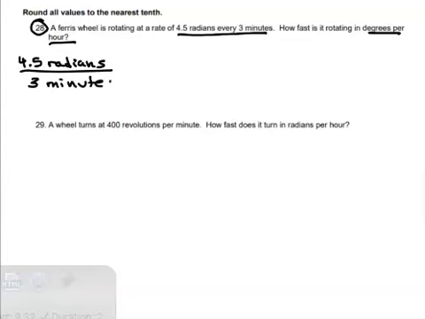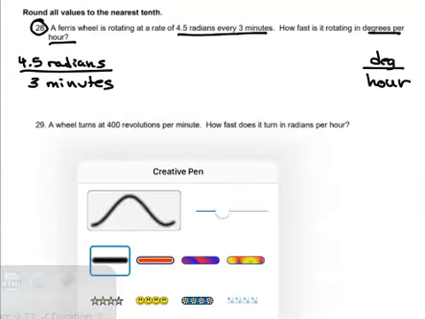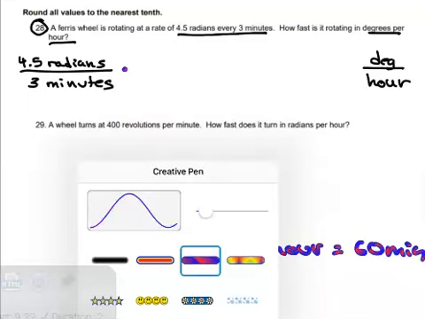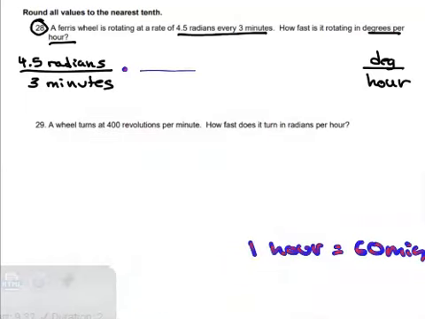And then I want to look at what our goal is. Our goal is to get it in degrees per hour. Okay. So I'm just going to change one unit at a time. And I usually start with the easy one, which is time. So we know that 1 hour is equal to 60 minutes, right? So I'm going to change the minutes.